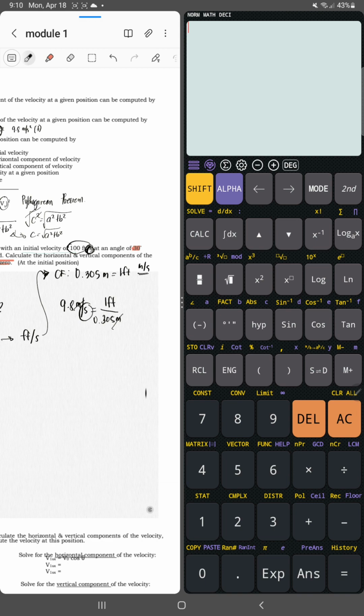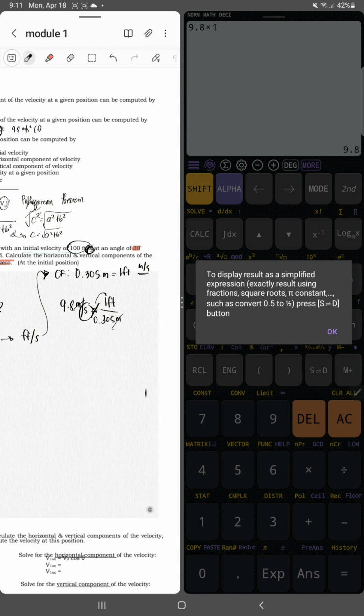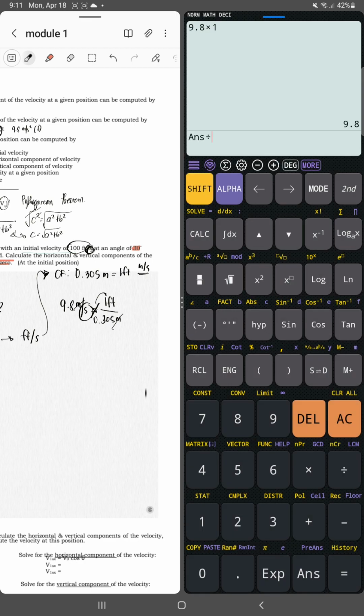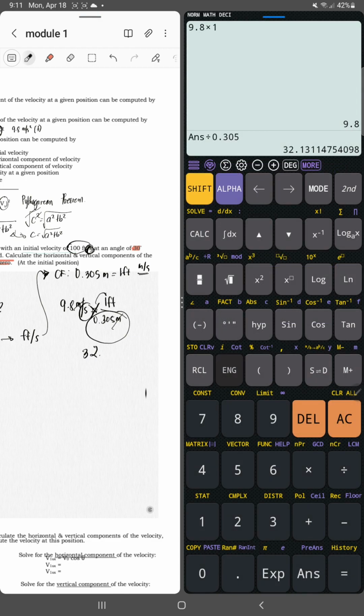Okay, so anong gagawin natin dyan? 9.8 times. Ita-times natin siya sa 1, di ba ito, times 1 is, okay, divided by 0.305. So, the answer is 32. Okay. Yan, 32 feet per second.